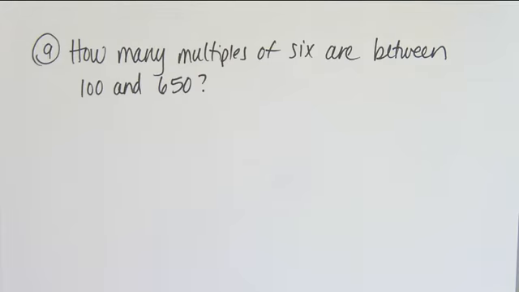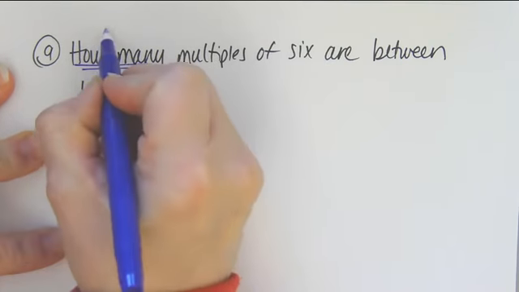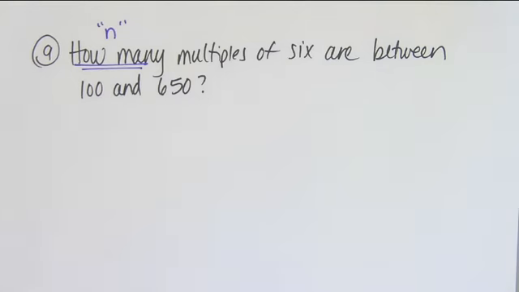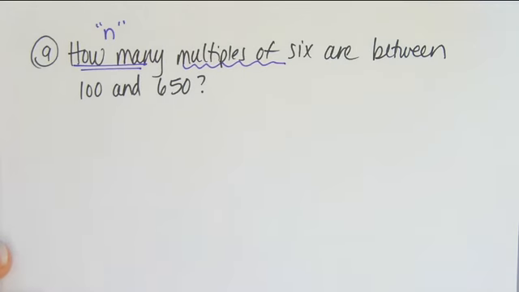All right, the last one we're doing here is asking us to find the number of multiples. How many multiples of 6 are between 100 and 650? And this is actually one that gives people a little bit of trouble, so don't tune out now. I know it's the last one. I'm asking for how many, so really, I'm asking for n. I want to know how many there are.